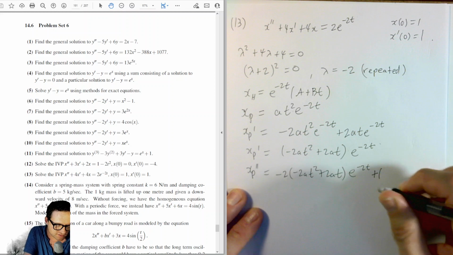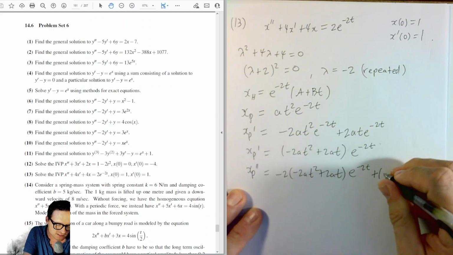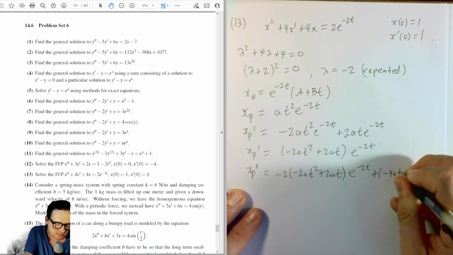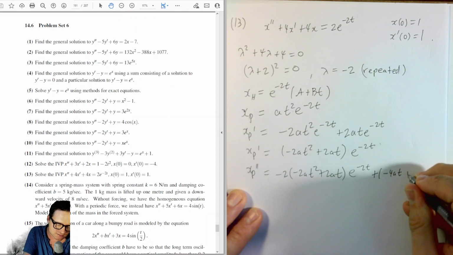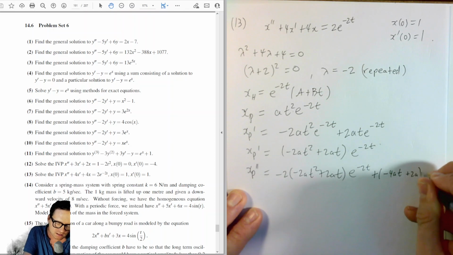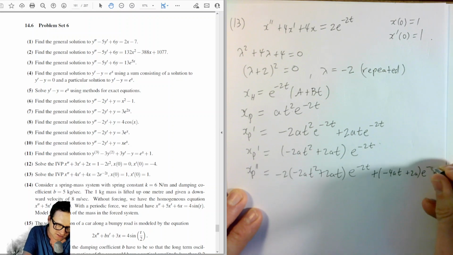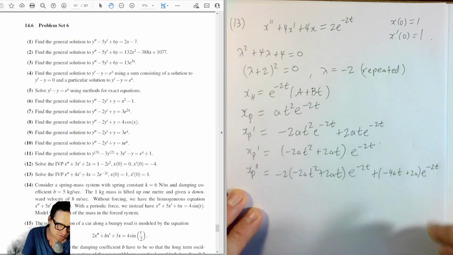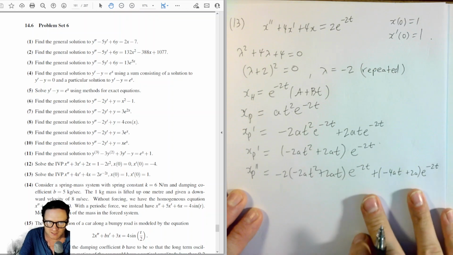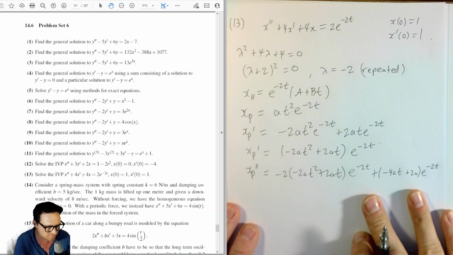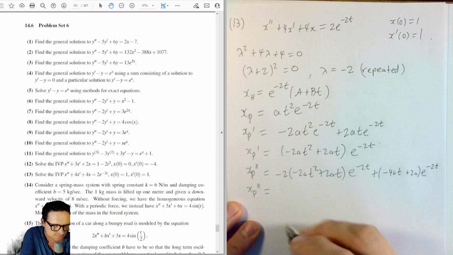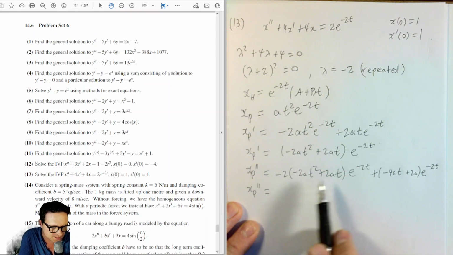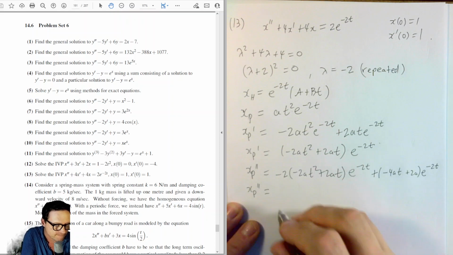So the derivative of minus 2at squared is minus 4at. The derivative of 2at is plus 2a. And then we still have our e to the minus 2t. Okay, we want to factorize out the e to the minus 2t because it'll make this convenient for us. So xp double dash is, let's put that minus 2 back in.